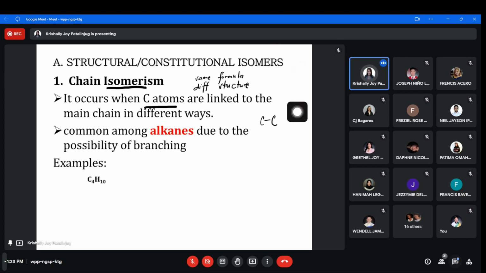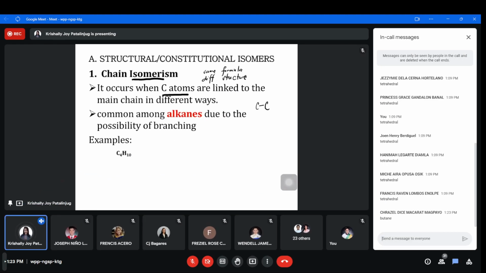So halimbawa, C4H10. Again, we are talking here about alkanes, kasi commonly occur man ang chain isomerism among alkanes. So meaning kapag nakakita ka ng formula dito under this slide, you would expect na general formula yan ng alkane. So, kapag C4H10, what is that alkane? Apat daw yung carbon sa isang alkane. Very good. This is butane.